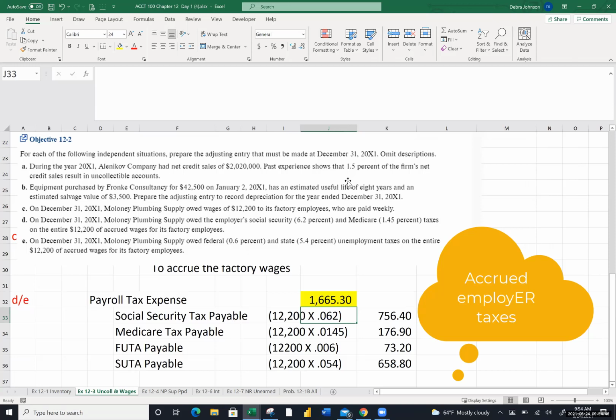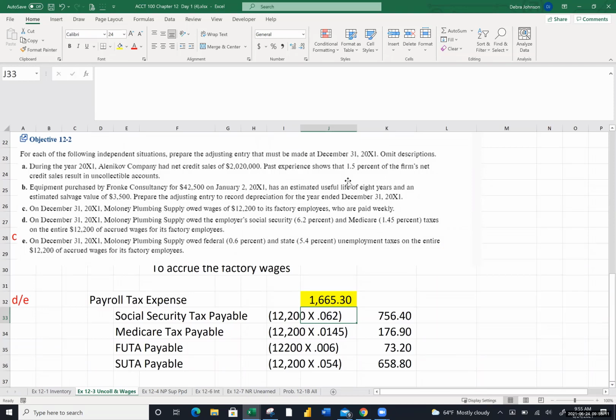16, 65, 30. Okay, Giselle got the same amount. So if both of us got it, we're probably good to go. There's a couple more adjustments I want to go over, and then we'll go attack that worksheet. So that was kind of a mixture of some old and some new. A was new for bad debt. B was the old one, depreciation. We're pretty good at that by now. And the last 3 were wages and taxes.